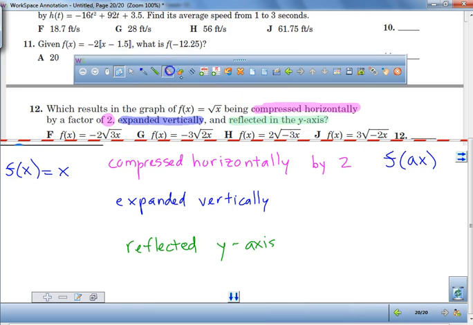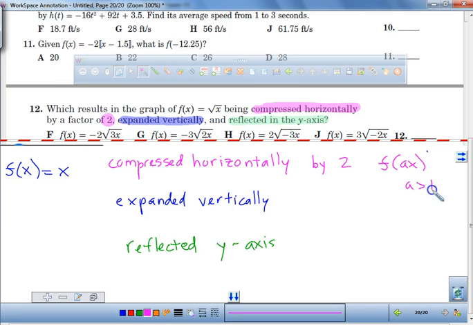So this is going to be f of a times x, where a is going to be greater than 1. So the first thing I'm going to write is this. This is going to be f of 2x.